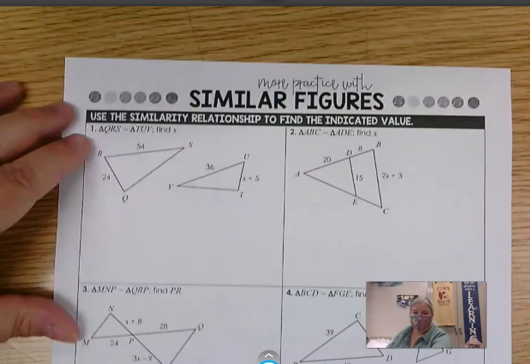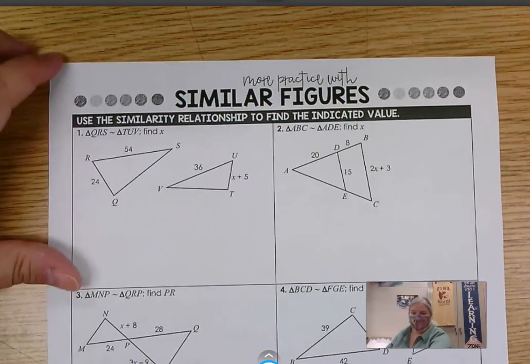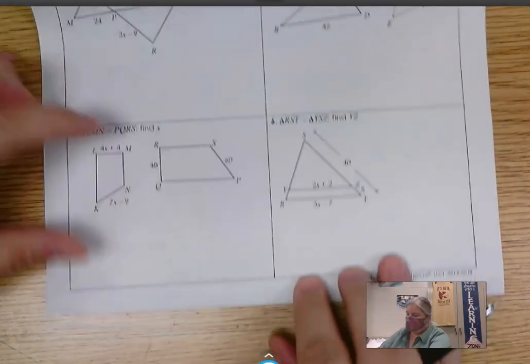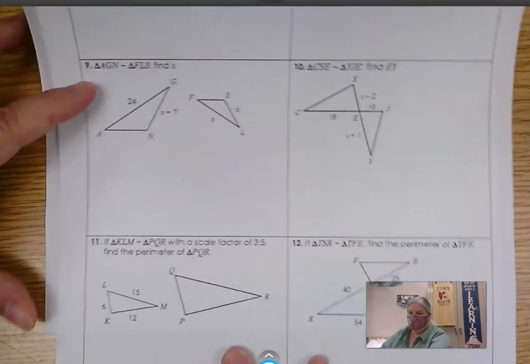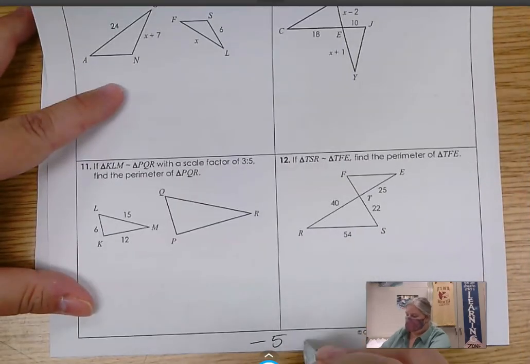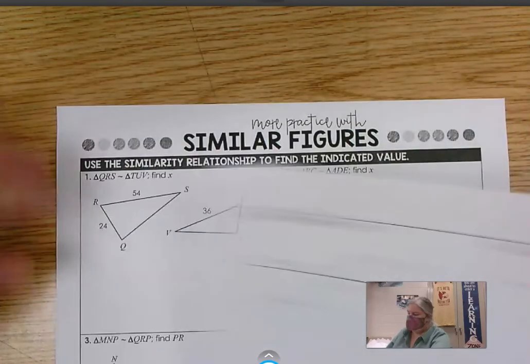And then after that, this is page 3. Your homework are the 2 pages that start with this. Okay, it says more practice with similar figures. We'll call that page 4. And the next page we'll call page 5 that starts with number 7 at the top. Okay, so if you are not done with the odd problems, go ahead and finish those first. If you haven't done your odd problems yet, last chance, turn back now.